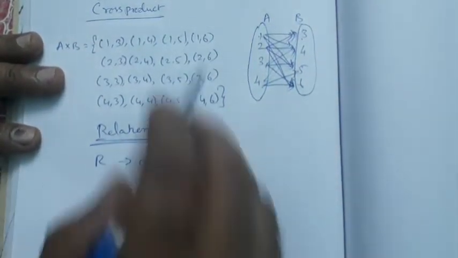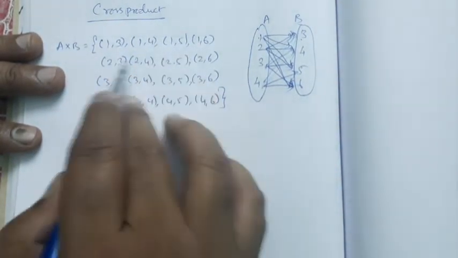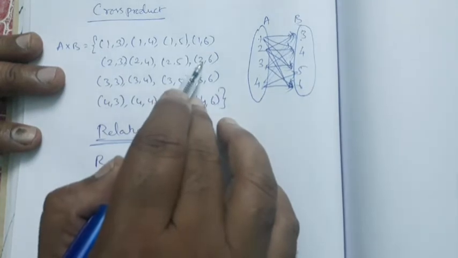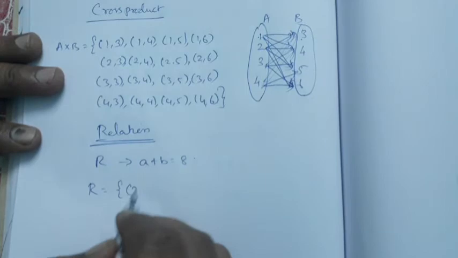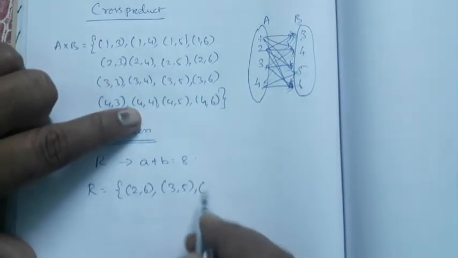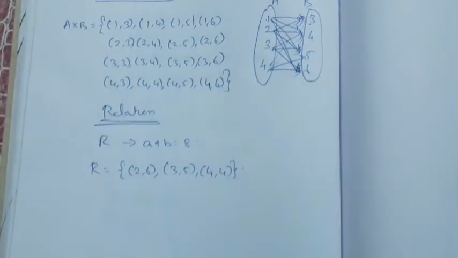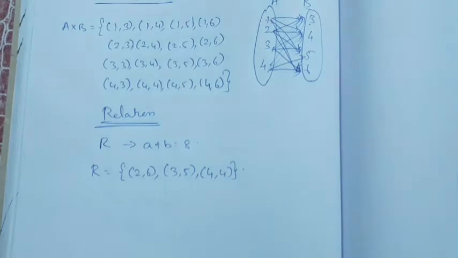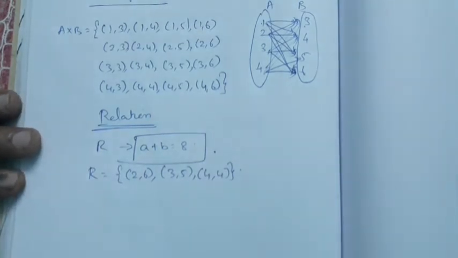So which elements can be taken? See, 1 plus 3 is 4, 1 plus 4 is 5, 1 plus 5 is 6, and so on. If you come to 2, you can see 2 plus 6 is 8. So take that element, R equal to (2, 6). Then you can take this (3, 5), then this (4, 4). So what I have done now is filter a few elements from this Cartesian product, or the cross product, based on some specific condition. This is the condition given here. So this is considered as a relation.